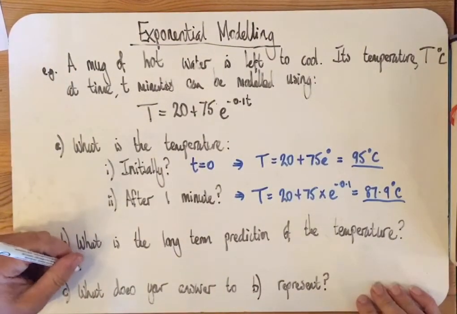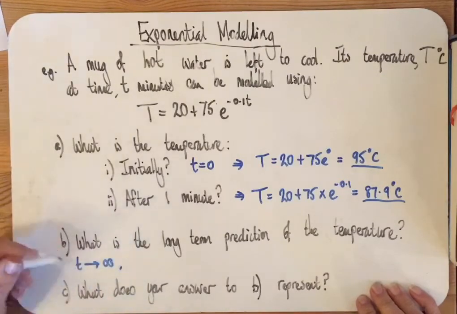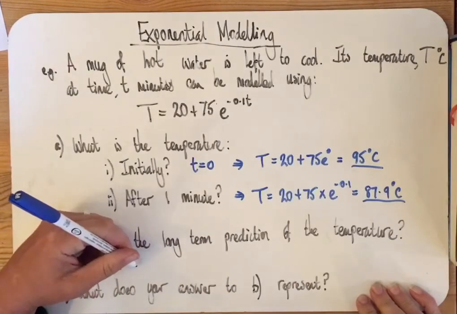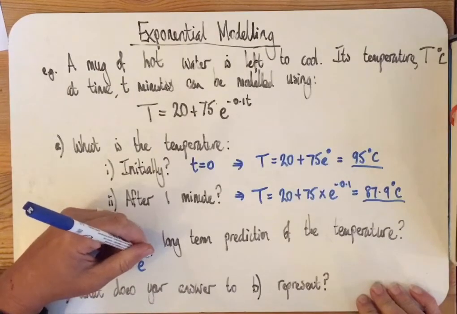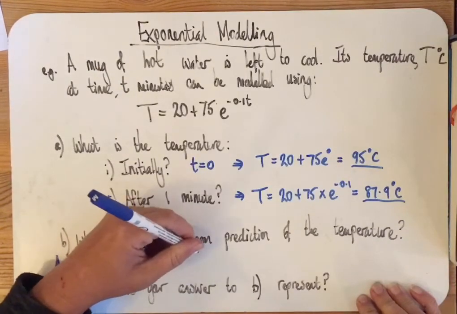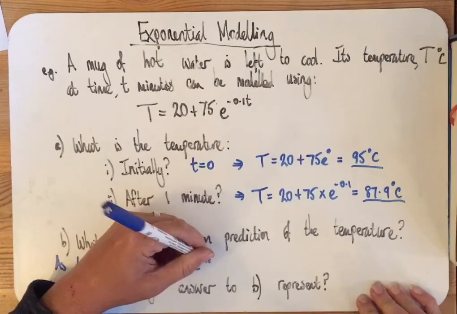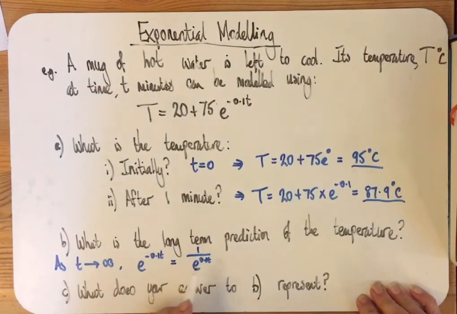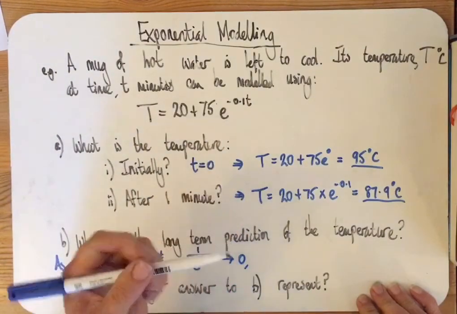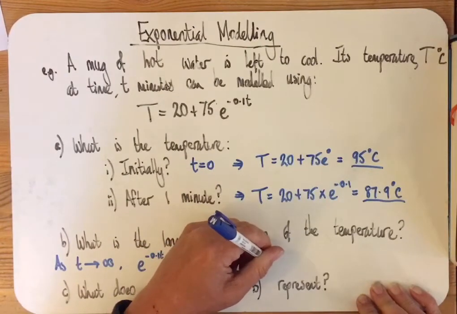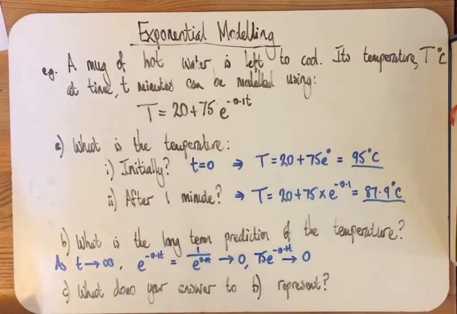So for the long-term predictions, you need to let t approach infinity. And as t approaches infinity, let's build this up. e to the negative 0.1t, remember, that's the same as 1 over e to the 0.1t. So as t approaches infinity, this is approaching 0. And so when you multiply by 75, that will also approach 0, because it's just times it by 75.